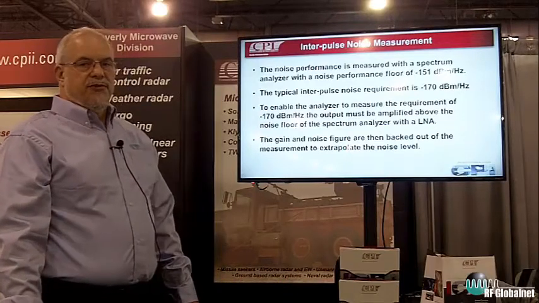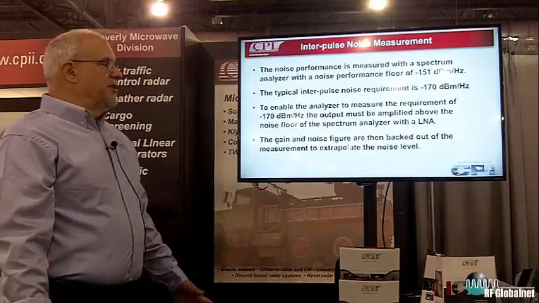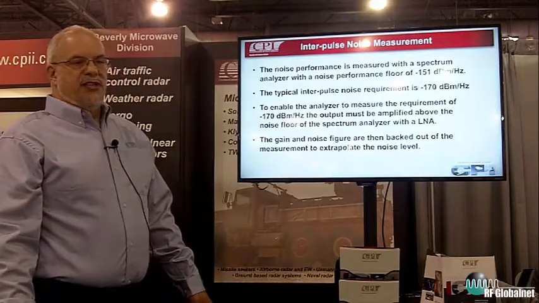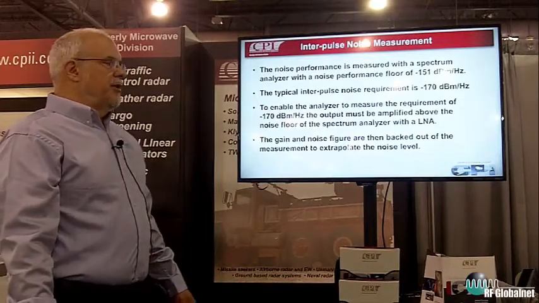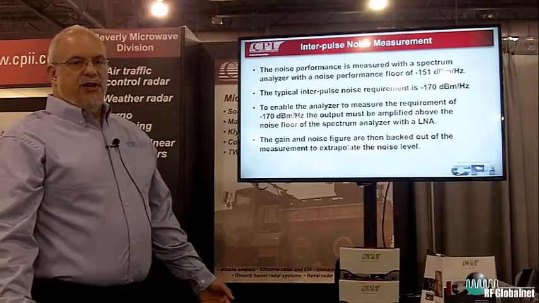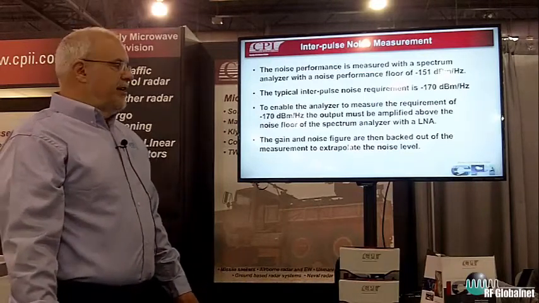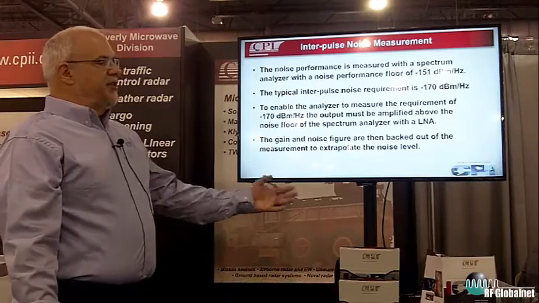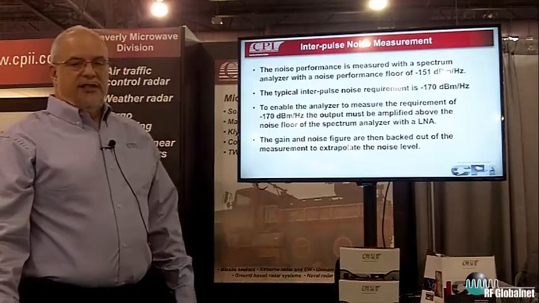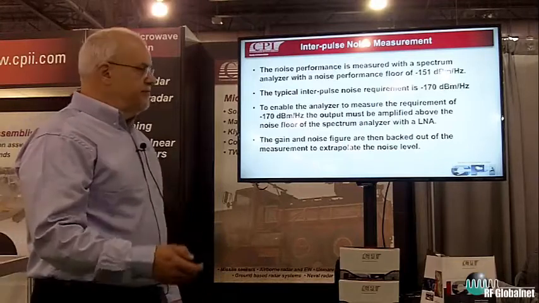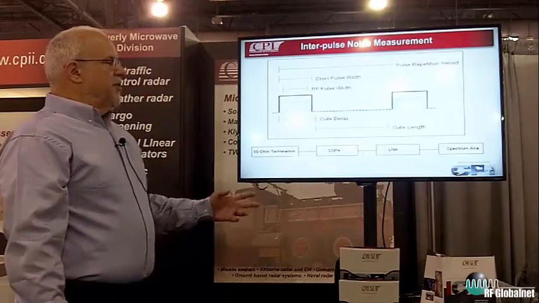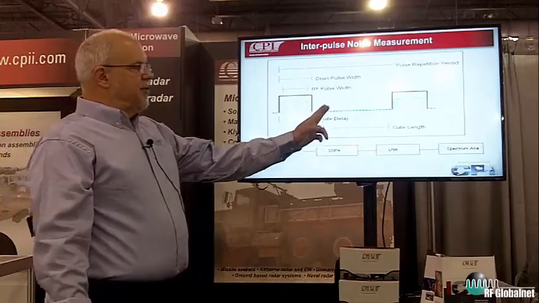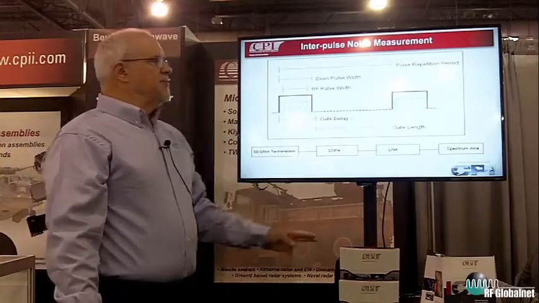So to improve on that, what we do is to enable the analyzer to measure the minus 170 dBm per hertz. We amplify the noise with an LNA and then extract the noise and the gain and noise figure back from the measurement. The interpulse noise is the measurement between the end of the transmit pulse and the beginning of the next pulse.